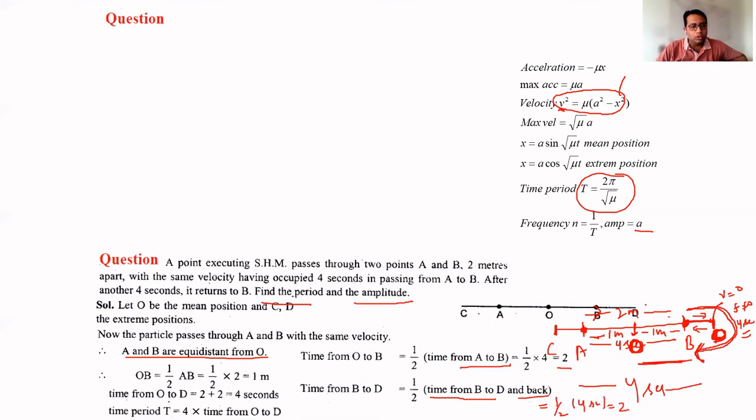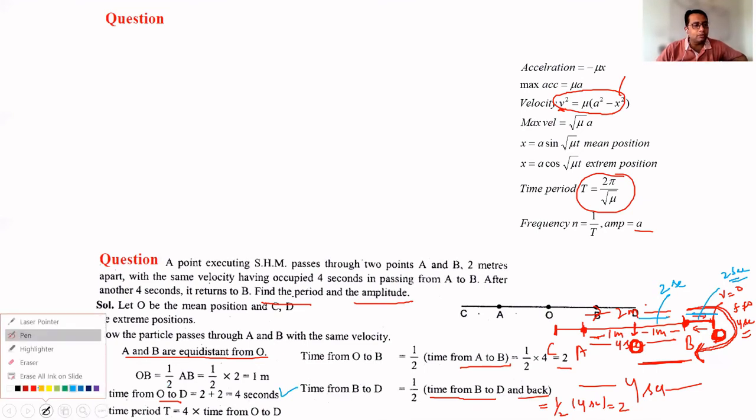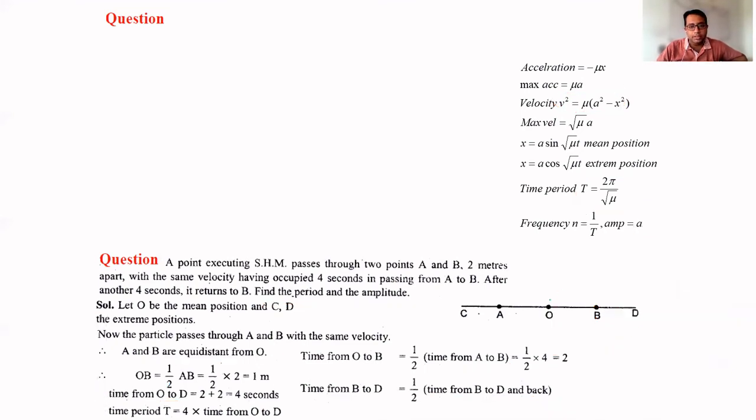So the time from O to D will be the time from O to B and then the time from B to D. The time from O to B we found is 2 seconds and the time from B to D we found is 2 seconds. So it will be 2 plus 2, that is 4 seconds. So if we have calculated the time from O to D, that means we have calculated the time for the amplitude. That is 1/4 of the time we have calculated.